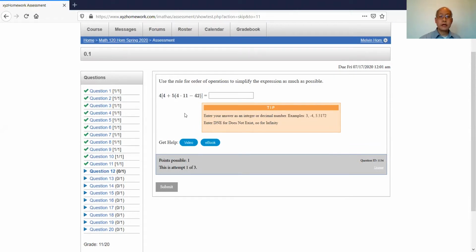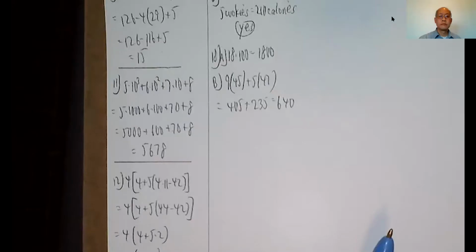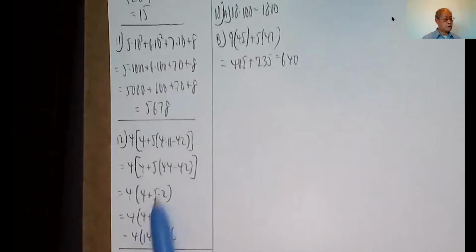Okay, next one, again, looks kind of complicated. So this whole thing, I've written it down already on paper. So let me show you the work on that. So switching back and forth is a little bit tedious, as you can tell. Okay, so it's this one.